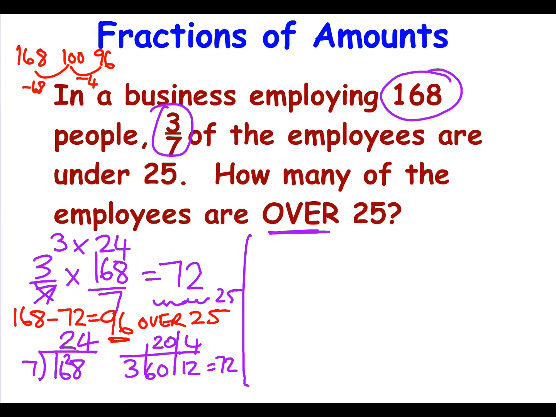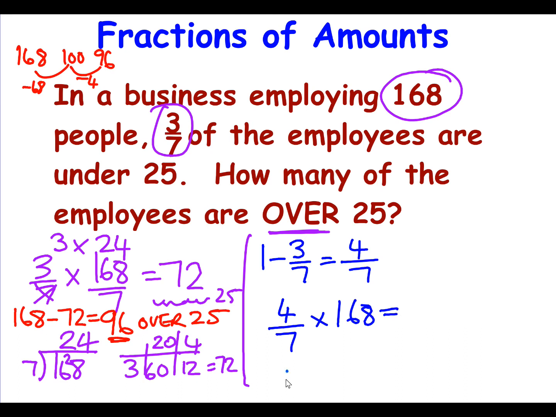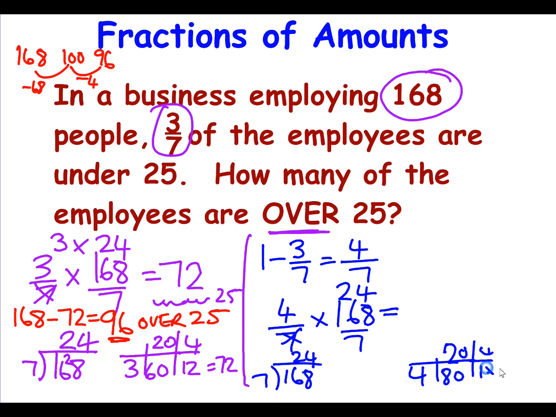Let's look at this question in a slightly different way. If we know that 3/7 of the employees are under 25, then 1 take away the 3/7 leaves 4/7 that are over 25. So now, to do our maths, we can say 4/7 of the 168 are over 25. Again, the same maths as before, 168 divided by the 7 first gives us our 24. 4 times 24 gives us 96. So you can go straight to the answer.